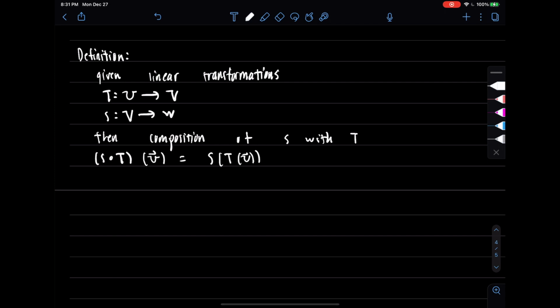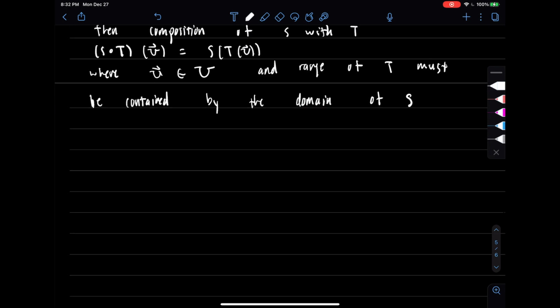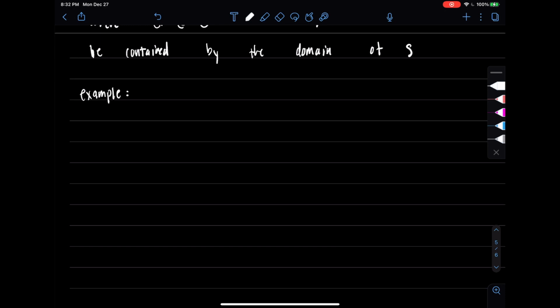So we're assuming here that u is in U and that the range of T is contained in the domain of S. If you don't understand this, please pause the video and think about it, and hopefully you understand. So let's look at an example here. Example 6.15 in the textbook.